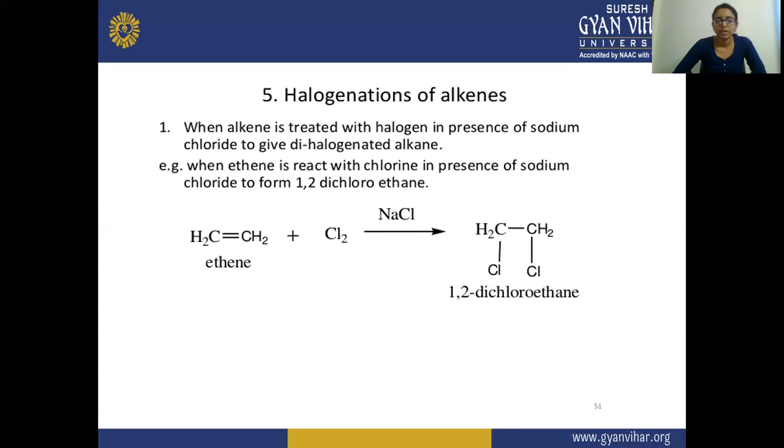So here ethene, when this Cl2 reacts in the presence of sodium chloride, then it will form 1,2-dichloroethane. So both the halogen atoms will attach to this alkene, and there is a formation of a dihalogenated alkane.